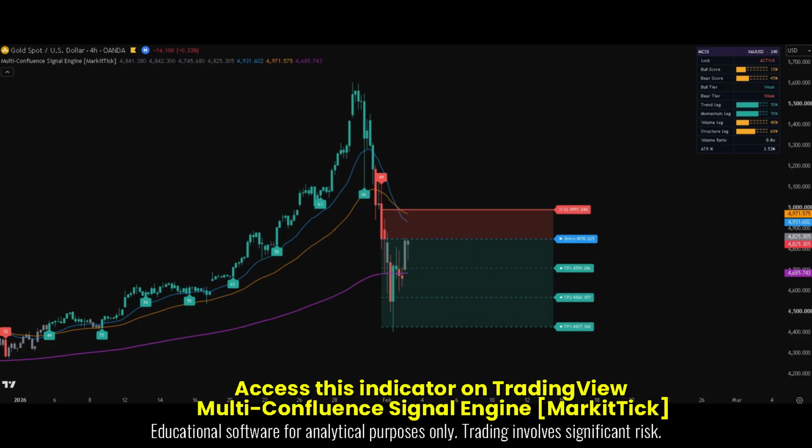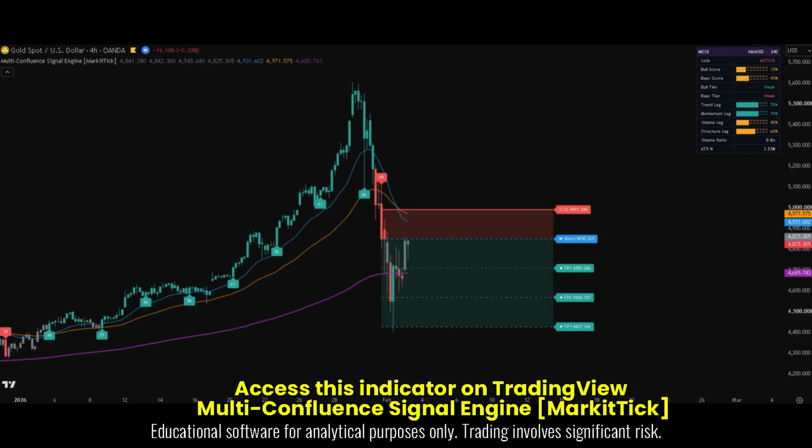a single weighted read. The trend leg compares a fast and slow EMA relationship alongside a 200-period macro EMA filter, adding slope confirmation on both the fast and slow averages to distinguish a genuine directional shift from a flat crossover. The momentum leg layers RSI positioning relative to the midline with MACD line/signal relationship and histogram acceleration, requiring alignment across all 3 rather than a single trigger.